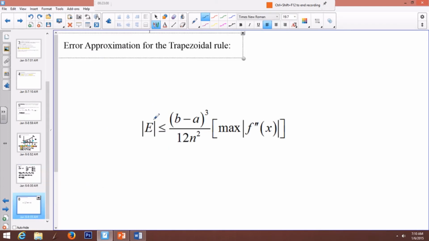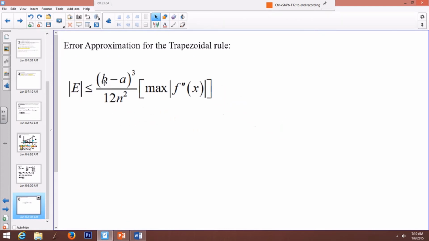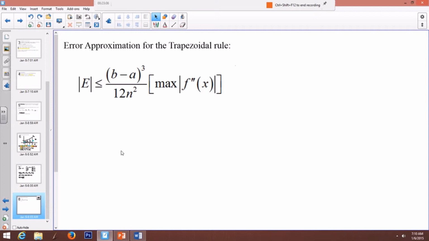All right. Finally, last thing. Error approximation for the trapezoidal rule. This equation here calculates the error that is in your trapezoidal rule, how much you're off by. And it's fairly straightforward. This is the upper bound, this is the lower bound, this is the number of intervals that you have. This is an expression that we haven't really seen before.